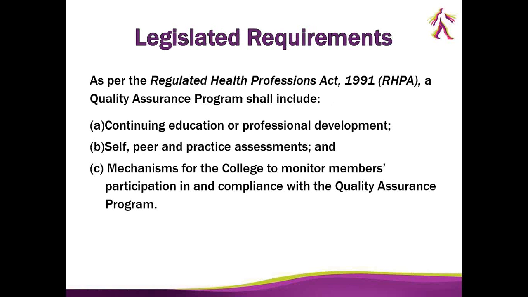So why do we have a quality assurance program? Well, under the Regulated Health Professions Act, all regulated health professions have a legislated obligation to assess continuing competence. And so every college is required to have a QA program, which includes continuing education or professional development designed to promote continuing competence and quality improvement among members. They're also required to have self-assessment, which is really the first step in the QA program cycle. And self-assessment is intended to help you reflect on areas for improvement as well as plan activities to reach your individual learning goals. And then we're, of course, supposed to have peer and practice assessment.